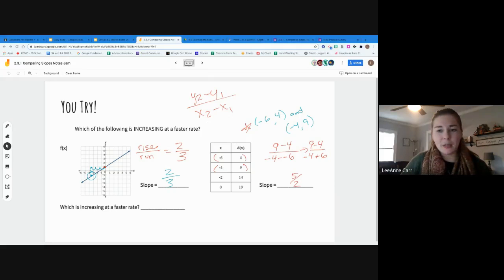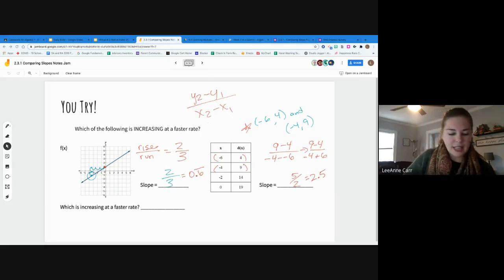Now we need to compare these two. So between 2/3 and 5 halves, again, if you're not super great at comparing fractions, that's okay. Remember, we have a decimal trick. We can convert them to decimals. 2/3, if you type in 2 divided by 3 in your calculator, you're going to get 0.6 repeating. And if you type in 5 divided by 2, you're going to get 2.5.